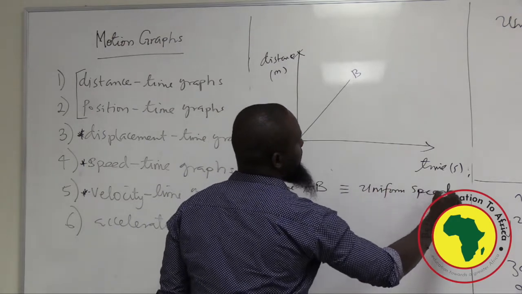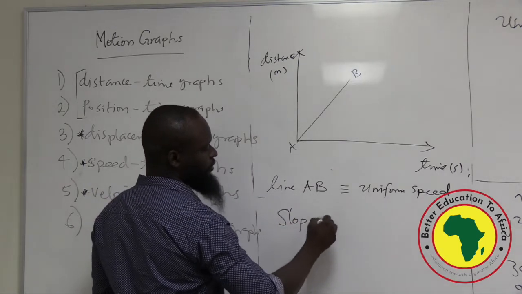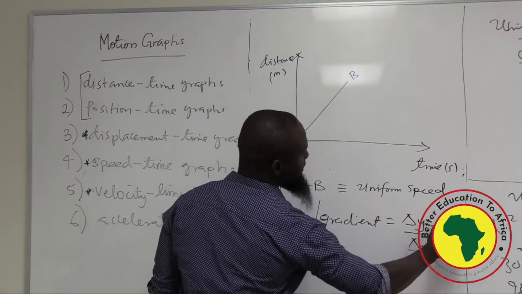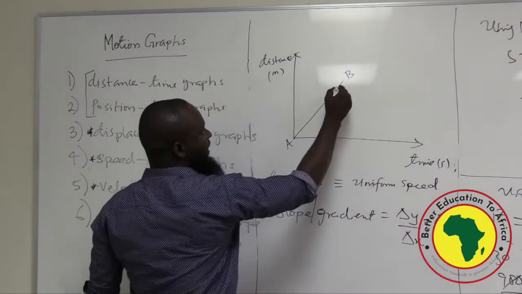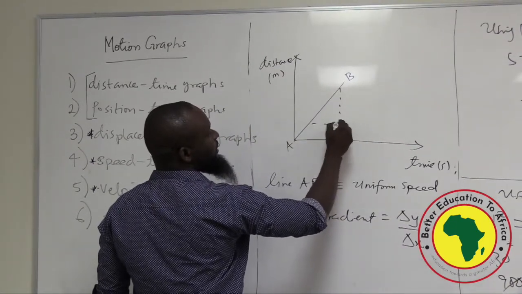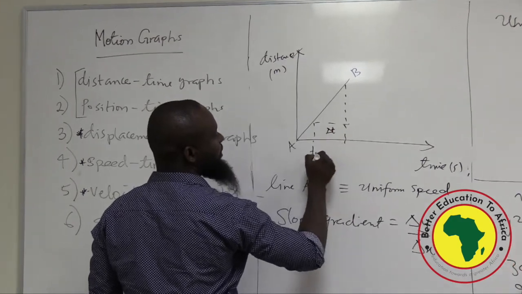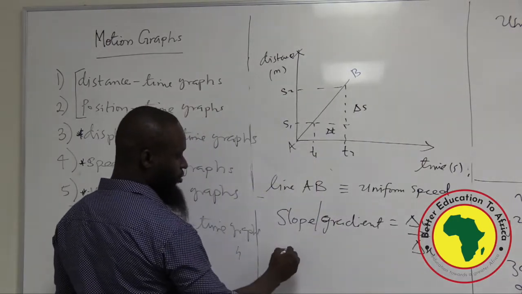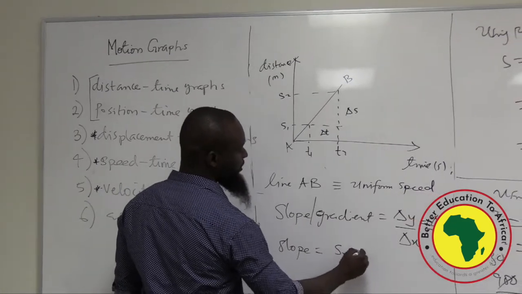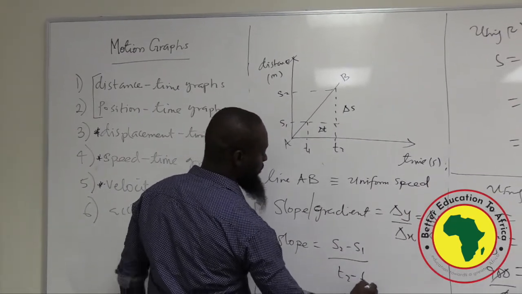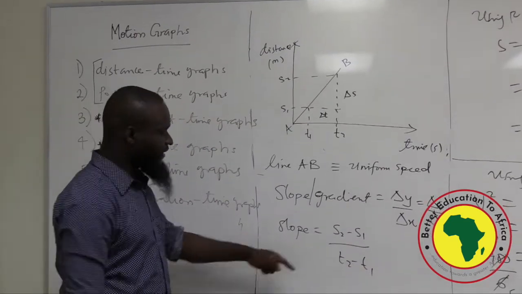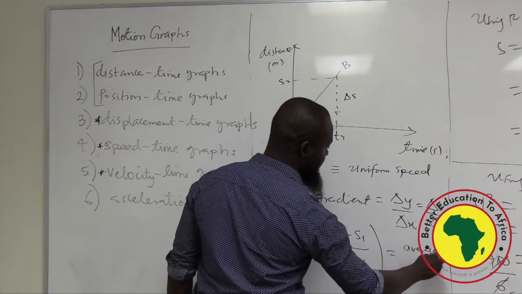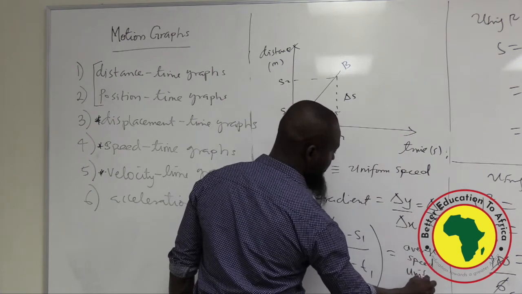So line AB will represent uniform speed because it has a slope, which is called the gradient, the change in y over change in x. In this case, it's change in s over change in t. So if I get a slope here, this is your change in time from t1 to t2, and your change in s from s1 to s2. So that slope is s2 minus s1 over t2 minus t1. You can also get a negative slope. Whatever you get from the value of the slope is your average speed, or uniform speed because it's a straight line.